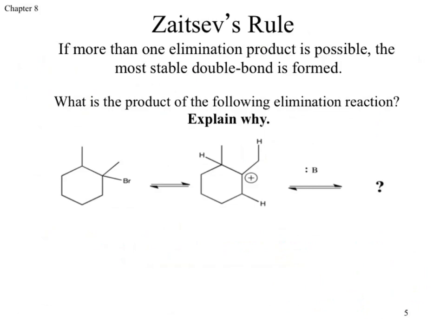Zaitsev's rule. So let's go ahead and take a look at a reaction. If more than one elimination product is possible, then the most stable double bond is formed. So if we start with the starting material shown here, what is going to be the product formed? So go through, attempt this. I'll give you a quick 15 seconds. Draw faster, Diego.